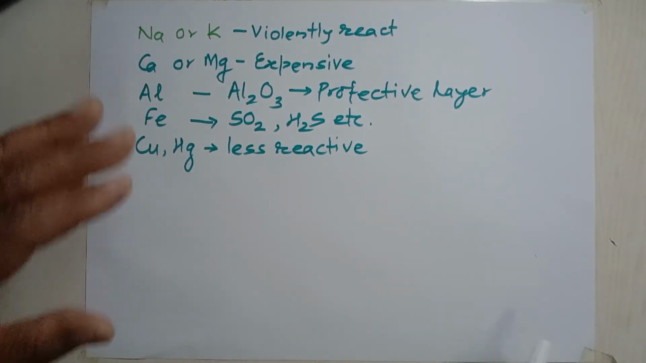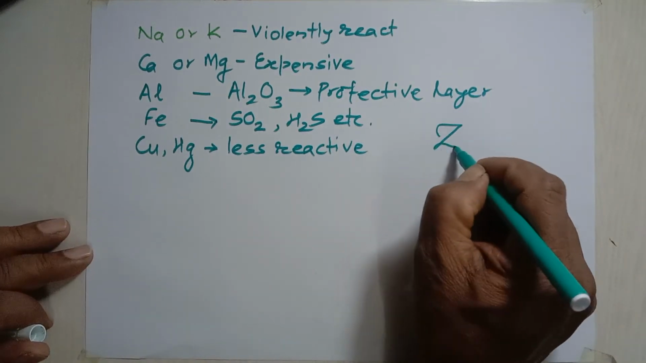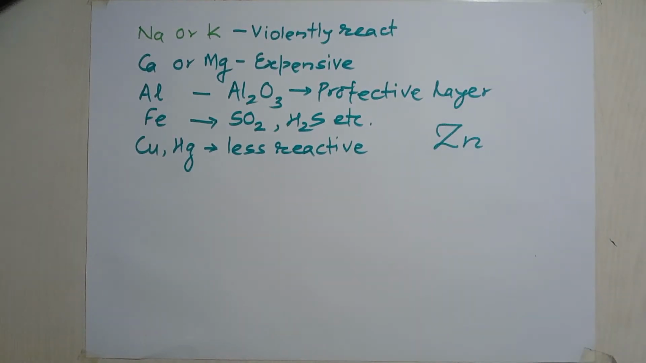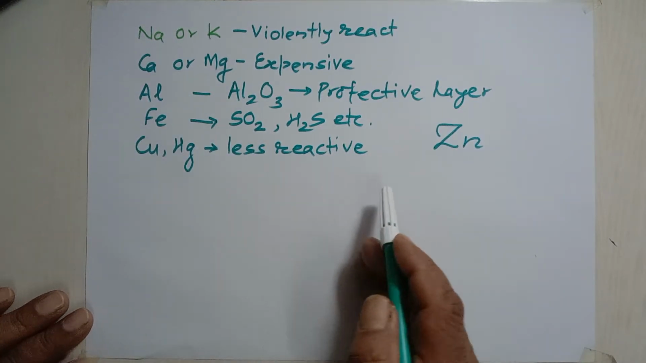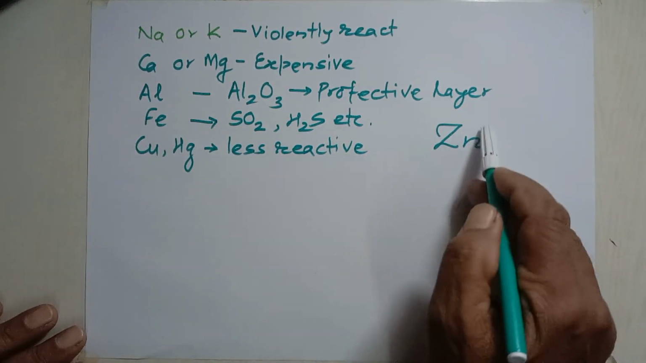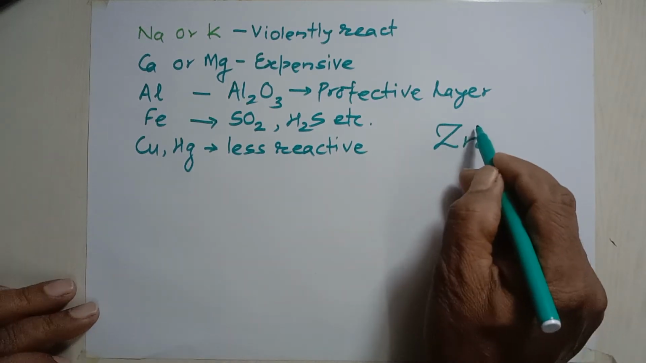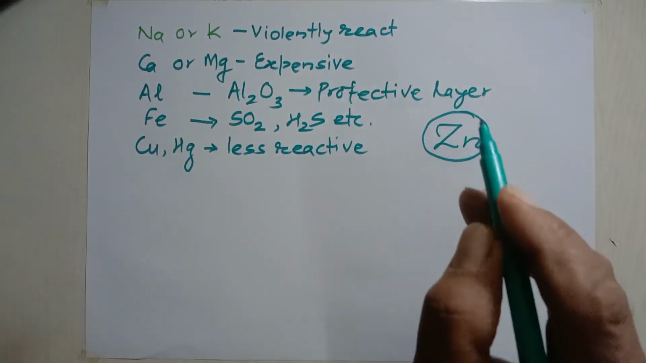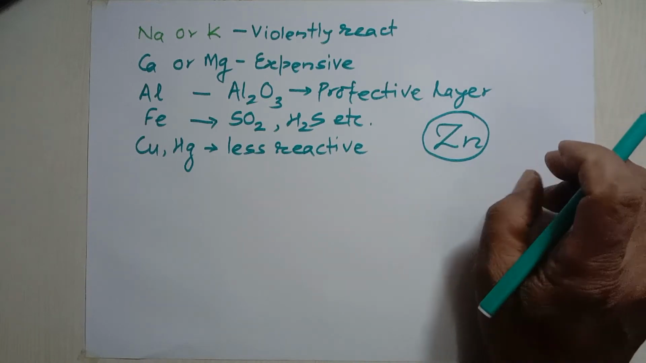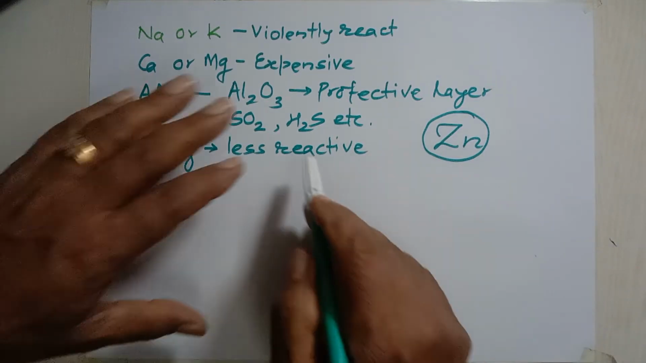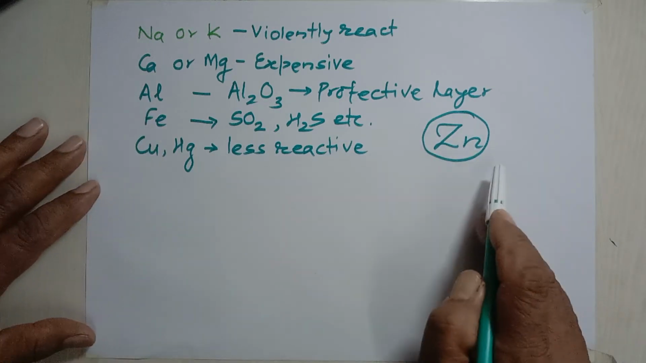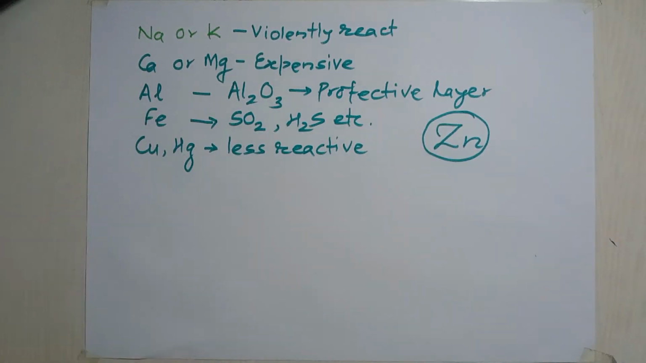So zinc is used. Zinc is used because zinc reacts with dilute hydrochloric acid. We are not using concentrated hydrochloric acid also. Zinc reacts with dilute hydrochloric acid with a reasonable rate of reaction, and there's no other disadvantage of zinc. That's why zinc is selected. Okay, now we have to take care of other matters also.